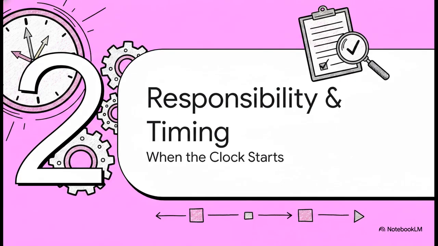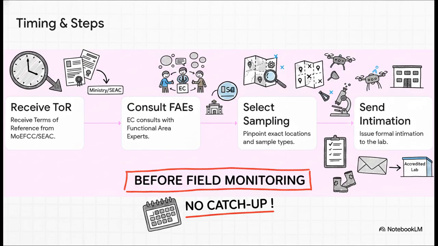Moving on to Part 2, responsibility and perfect timing. Knowing the rules is great, but knowing when the clock actually starts kicking is what separates compliant organizations from everyone else. Your timeline here is incredibly strict. The exact second your organization receives the terms of reference, the TOR, from the ministry or SEAC, boom, the clock starts. Immediately, the EIA coordinator has to consult the FAEs, pinpoint the exact sampling locations, decide on sample types, and issue that formal intimation to the lab. You absolutely must finish this entire sequence before a single piece of field monitoring begins. You just cannot play catch-up with compliance.